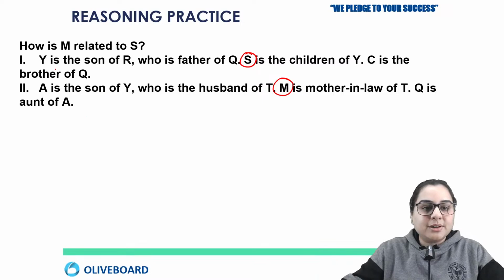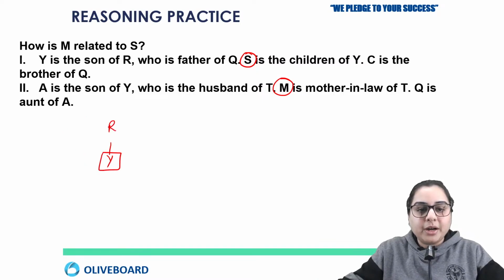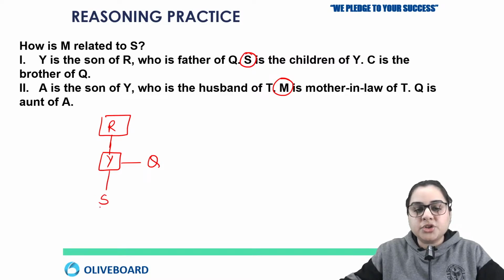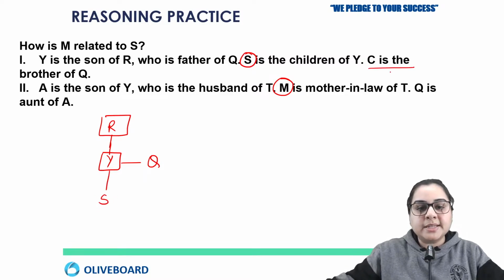Okay, so let's try. So Y is the son of R. Y is the son of R. Who is the father of Q? So Q will be a sibling of Y. Next we have S is the child of Y. So about S, we are not sure about the gender. Next is C is brother of Q. Now C is brother of Q.